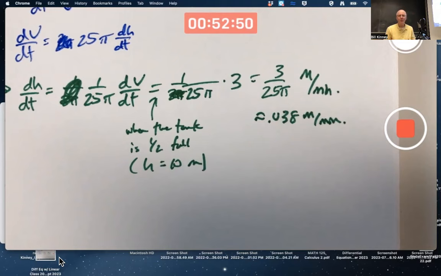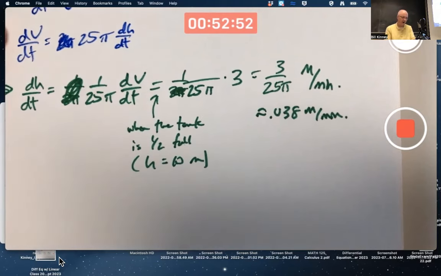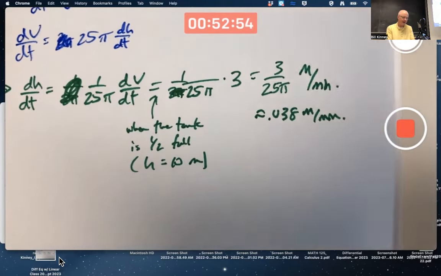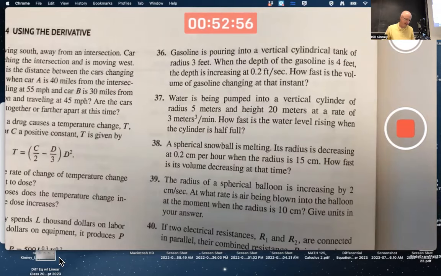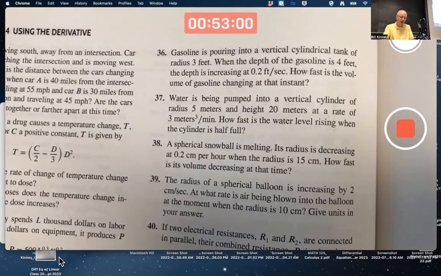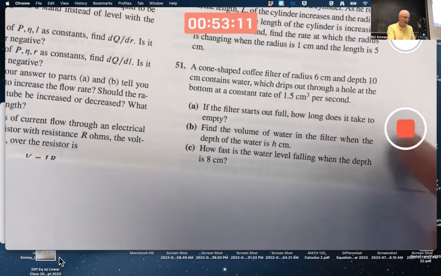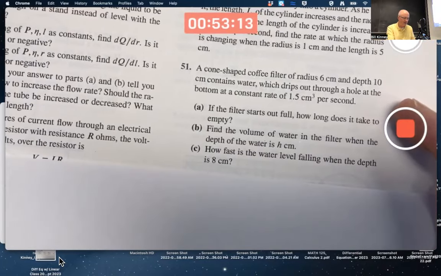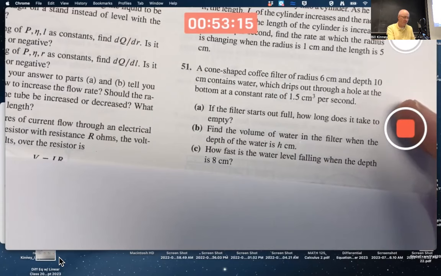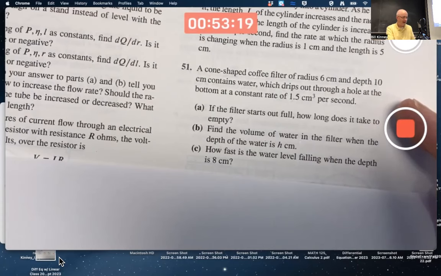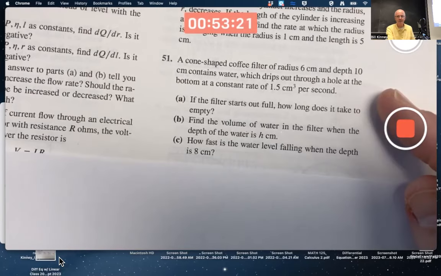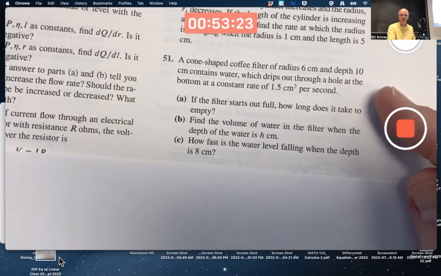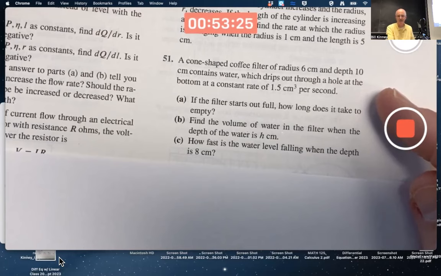Let's do what would probably be a harder problem, a problem where we're not dealing with a cylinder, say. Oh, but maybe how about a cone shape? A cone-shaped coffee filter. I had coffee this morning. I had a filter. It wasn't cone-shaped, though. Of radius 6 centimeters and depth 10 centimeters, contains water which drips through a hole at the bottom.